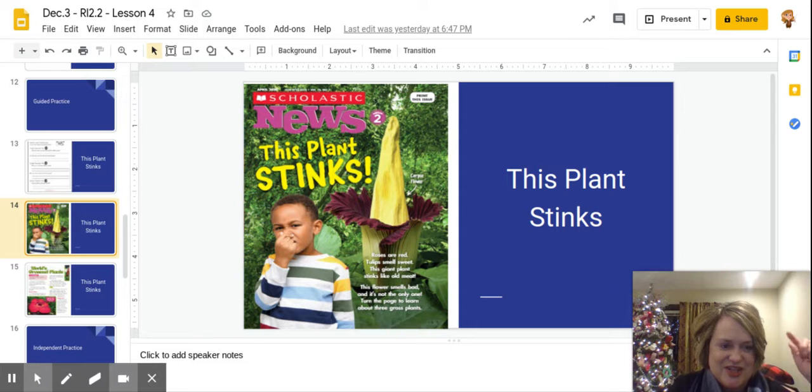Today, we are going to use these strategies with today's Scholastic News. And I'm so excited about this because this passage is called This Plant Stinks. So he's standing beside this really tall plant. Look at this. Here is some of the leaves, and then here's this big shoot that's out of the top, and it's bigger than he is. And he's standing there, and he's like, man, this plant is stinky.